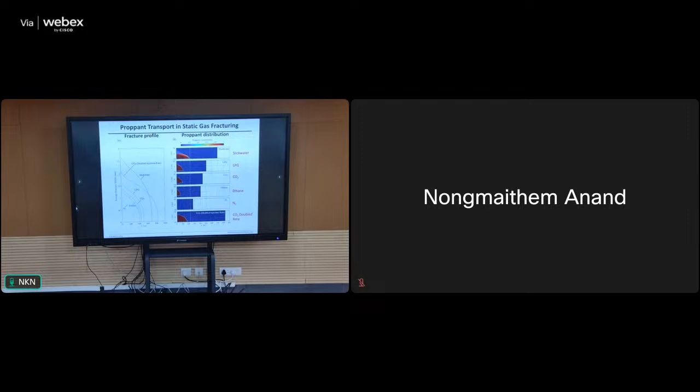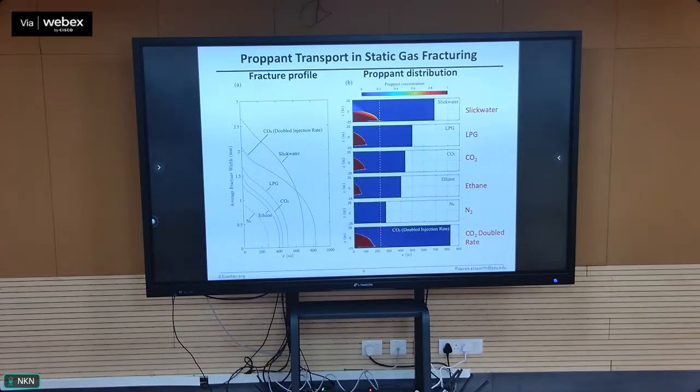If you use CO2 and you change the rate of production, of course, you can increase the length of the fracture to beyond that of slick water in the bottom example here. But the proppant still rests relatively close in to the wellbore and is not carried to the furthermost extremities of the fracture.